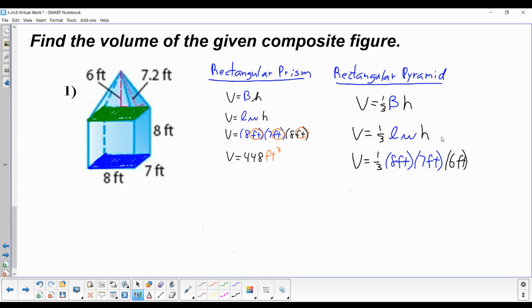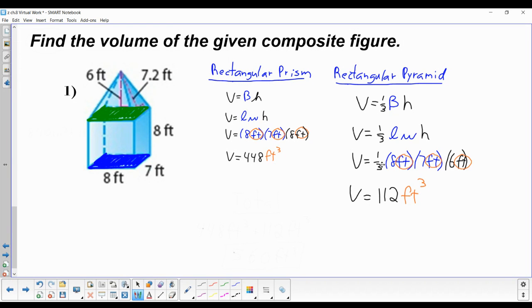So we have written the formula, we have plugged into the formula, and then we solve using the order of operations. And again, since this is all multiplication, we can just multiply. The volume is equal, 1/3 times 8 times 7 times 6 is 112. Feet times feet times feet is feet cubed.